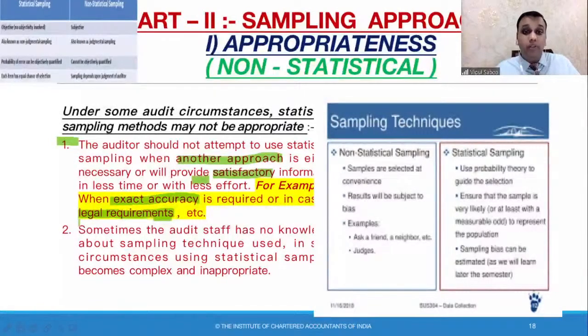Sometimes the audit staff doesn't know well about the mathematical techniques or probability techniques that need to be used while sampling. They might take up wrong samples. In that case, you cannot use statistical sampling. It might become complex and inappropriate.